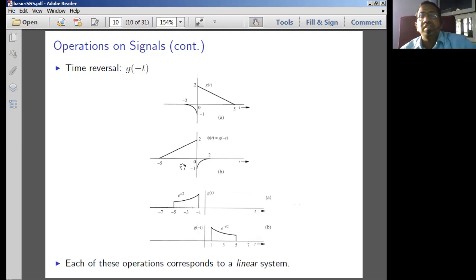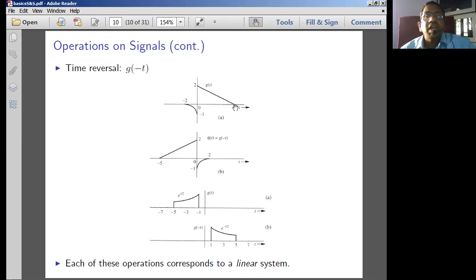Similarly, time reversal. Imagine this is the reference signal for us. We are reversing the signal on the time axis, so we are doing g of minus t. The amplitude we are not reversing, only the time. The x-axis is the time period, t is on the x-axis, and y is the amplitude. So on the time axis, we are going to have the time reversal property.